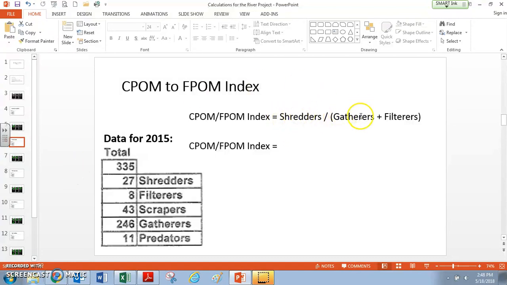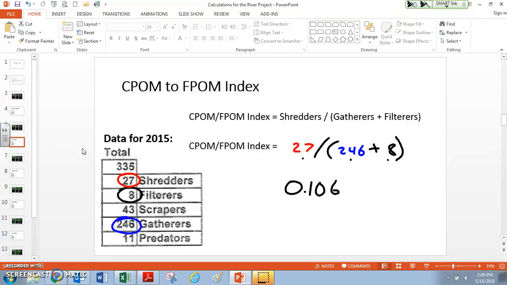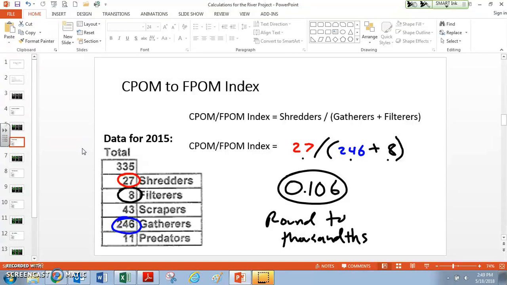Shredders divided by gatherers plus filterers. So there's my shredders, 27, there's my gatherers, 246, and there's my filterers, 8. So let's go ahead and set this up and look at what the solution is. I take my 27 shredders divided by my 241 gatherers plus my 8 filterers. If I go through with that calculation, I get 0.106. And I'm always going to round to the thousandths, by the way. This will maintain enough precision without going too crazy with the decimals.